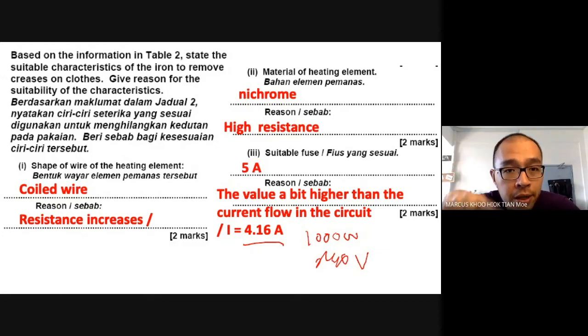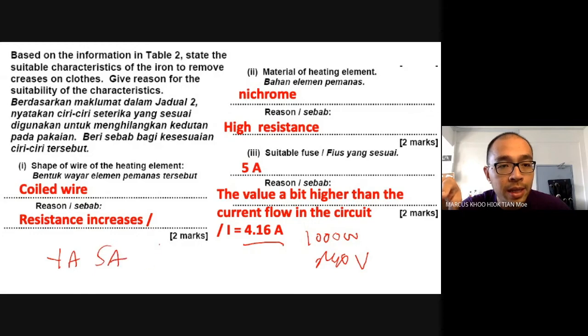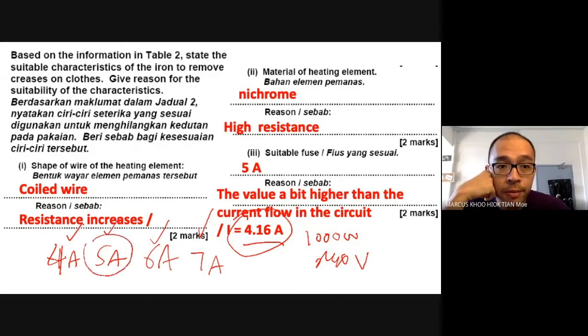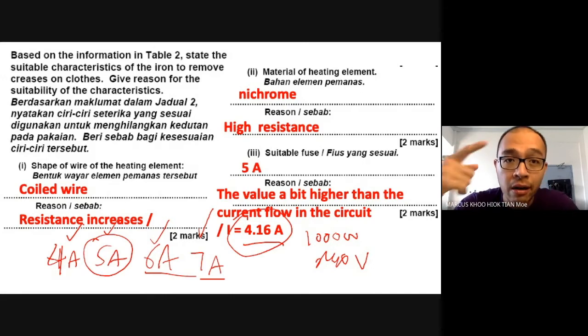A very common question that is asked in this, they will give you 4 amps, 5 amps, 6 amps, and 7 amps. And then they ask you to choose one. If the current flow is 4.16, which fuse is suitable, 4, 5, 6, or 7? The answer will still be 5. It cannot be 6 and it cannot be 7 because too much current flow will cause the iron to be spoiled, or the electrical appliance.